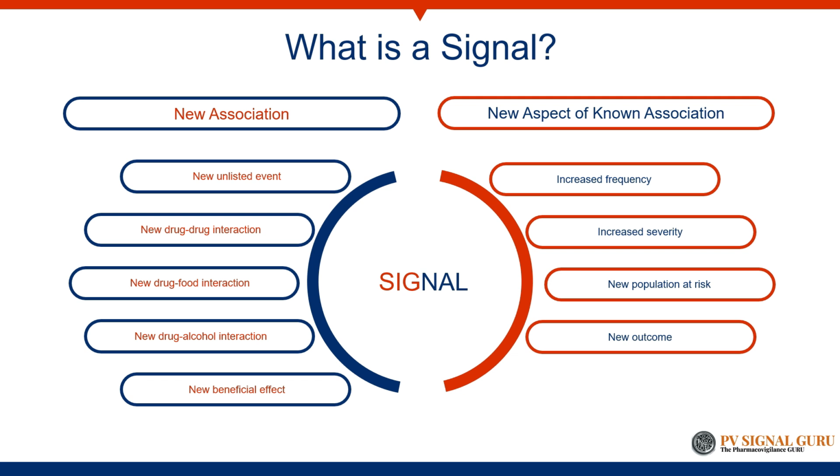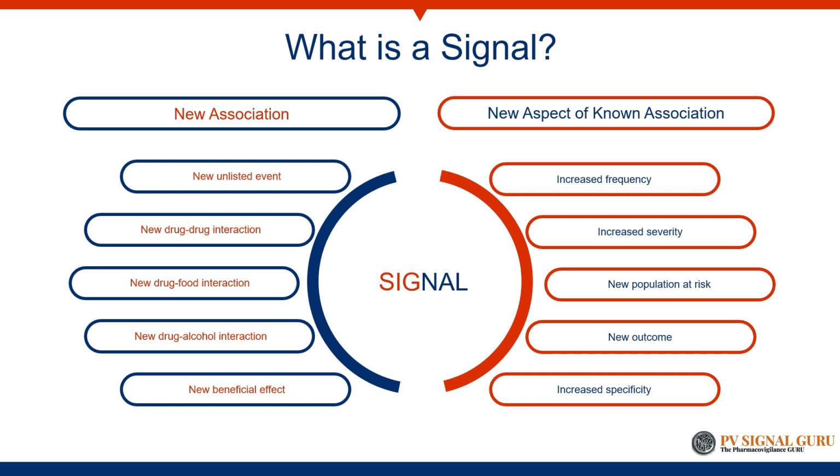It could also be a new outcome related to an event. Example, a drug associated with liver enzyme elevation, which is a known event, is now linked to acute liver failure and hospitalization in some patients, which is a previously unreported outcome. This new outcome may require additional warnings, monitoring, or even restrictions on the drug's usage.